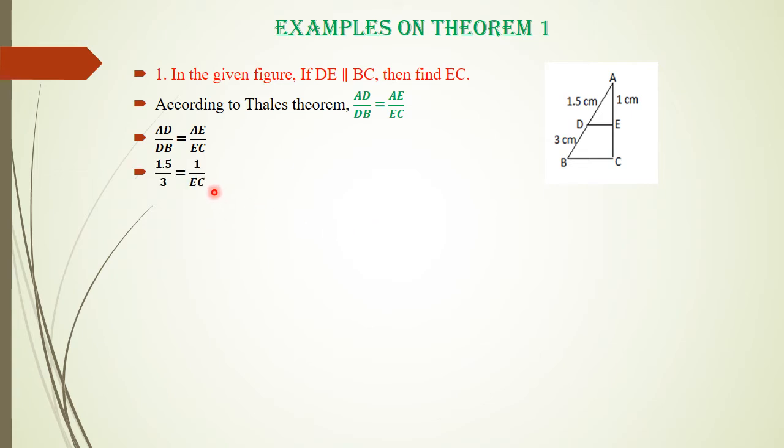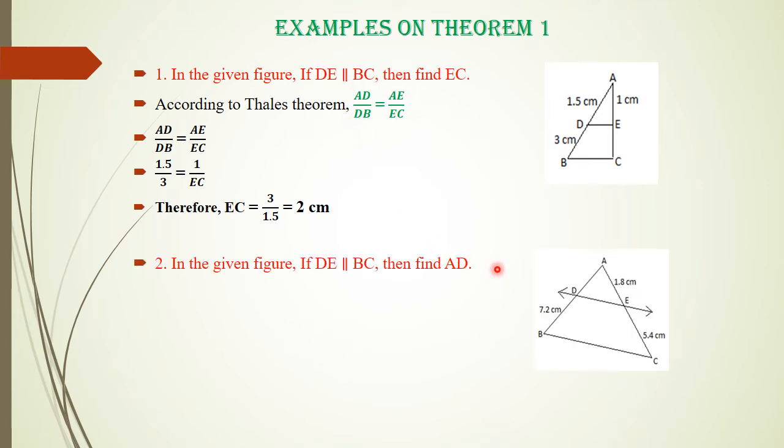Then all the values are given, so I'll just substitute all the values. Then the EC value can be easily found by doing cross multiplication. When I do cross multiplication, I get EC is equal to 3 upon 1.5. Therefore, I got the answer of EC as 2 centimeter. Like this, it is very important to write this one result from theorem 1.